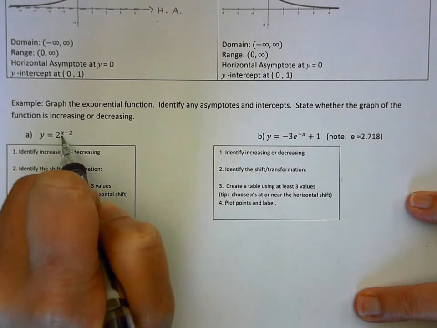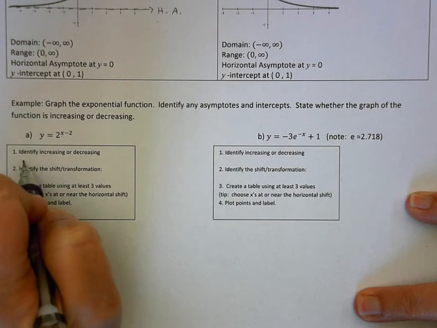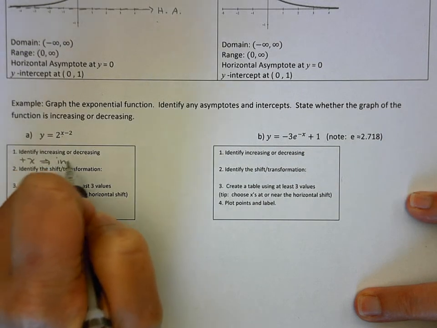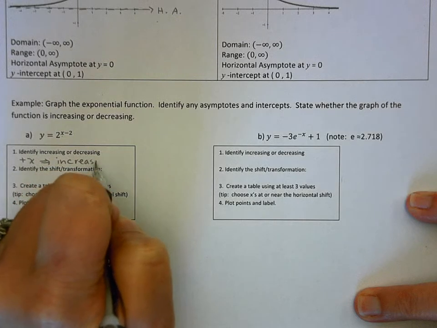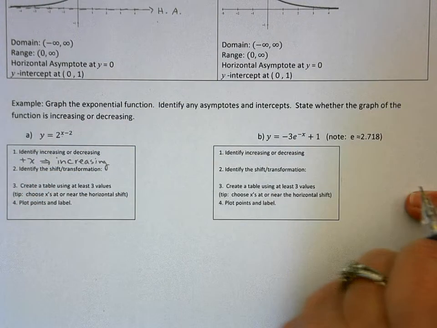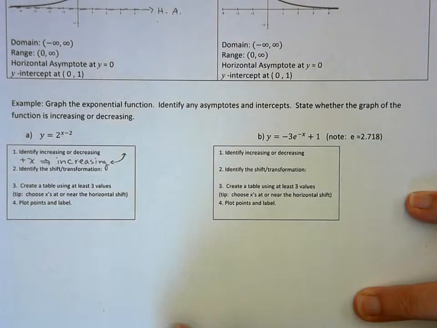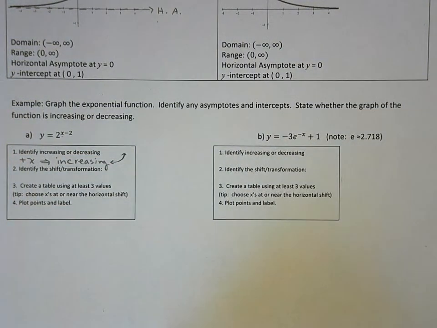And so I look here and I have a positive x, so because I have a positive x, that means my graph is going to be increasing. And that gives me a sense of what my graph is going to look like. So I know that when I graph it, it should look something like that. It's just a little mini version of what we had above.